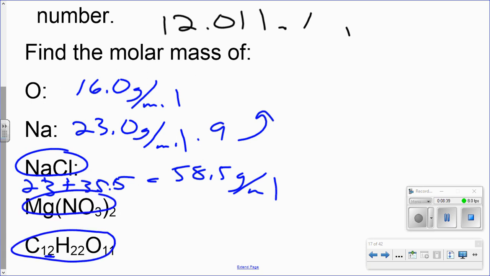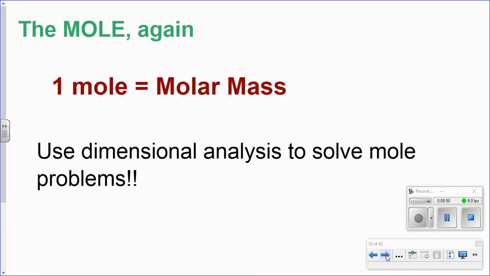Notice I have 12 carbons, so I have to add 12 carbons to 22 hydrogens, and add that to 11 oxygens. Real simple step, but just don't forget it. So 1 mole is equal to molar mass.